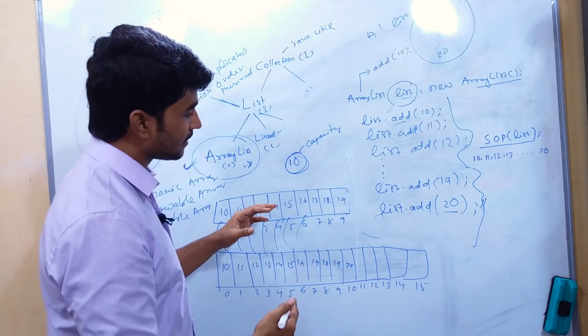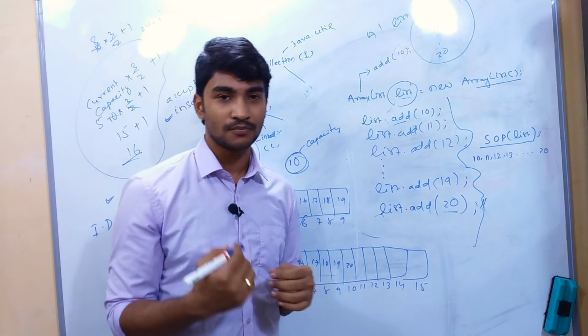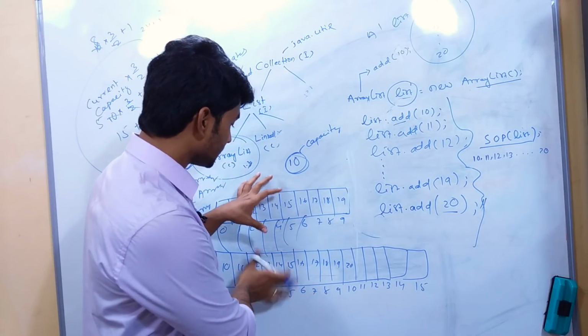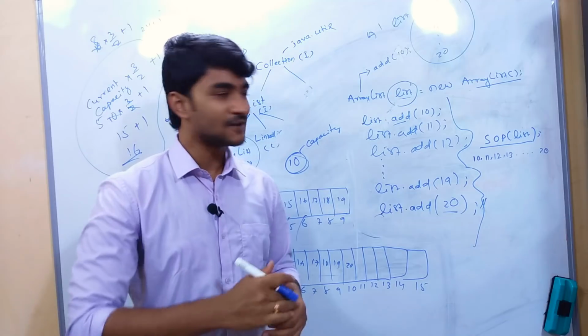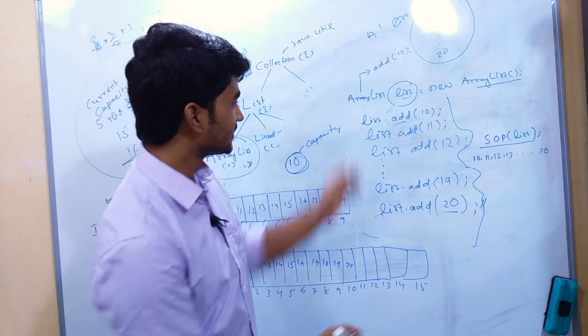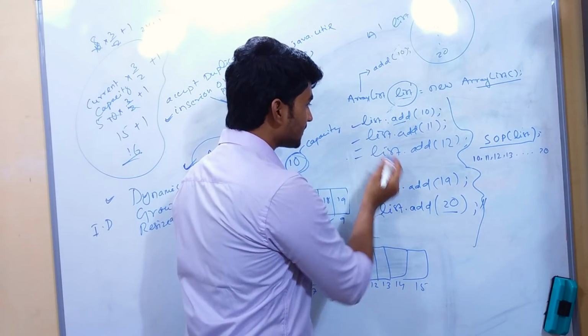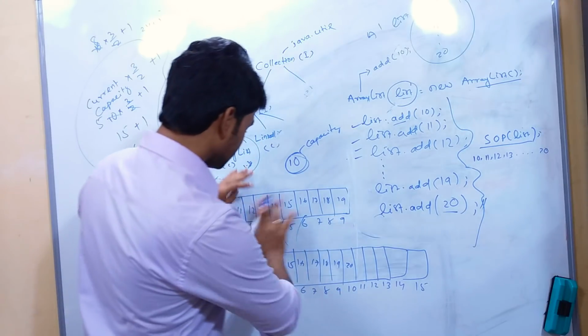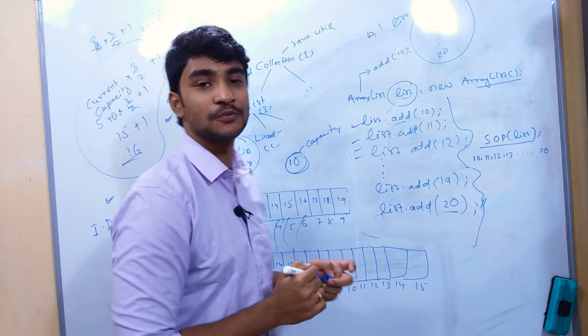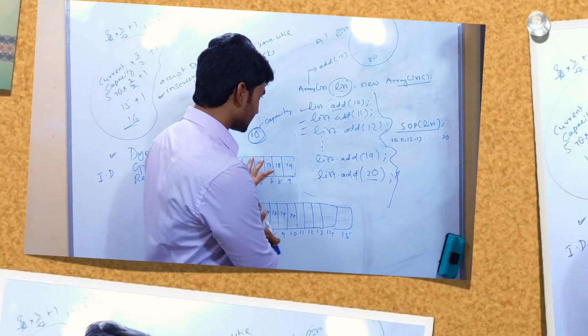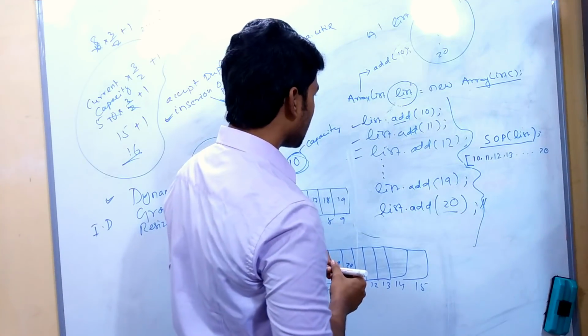The developers at Sun Microsystems have already implemented all these things internally. So you just have the class, and you use the add method to insert the elements. This is how it happens internally, and you don't need to worry about it. Okay, so this is the internal data structure.